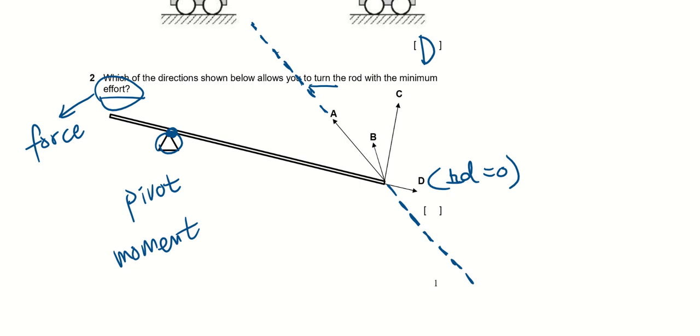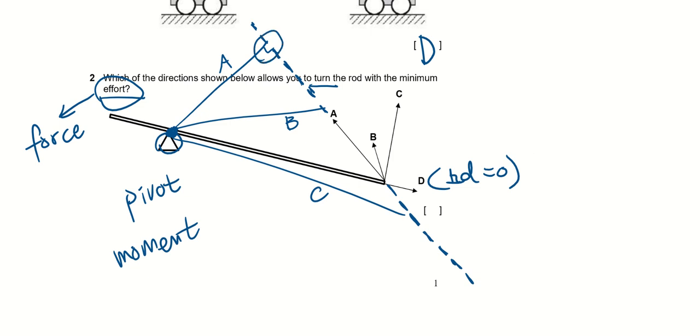Let me ask you: if you are at the pivot point, and I ask you to run to this dotted line in the shortest time, would you choose this path, or this path? A, B, or C? The answer should be A, because A is actually the shortest path. And if I draw the shortest path, I should get a perpendicular line.